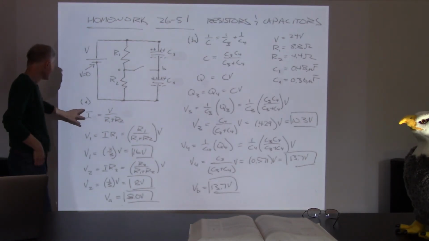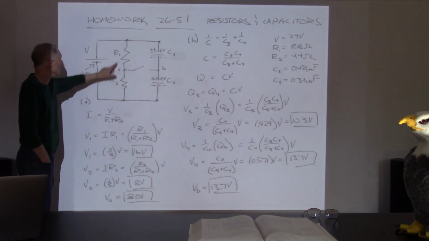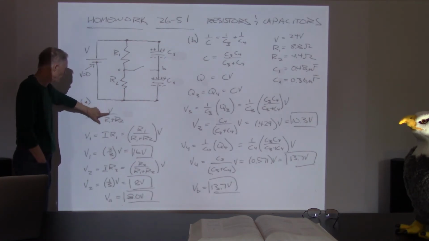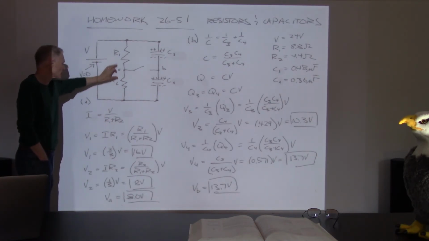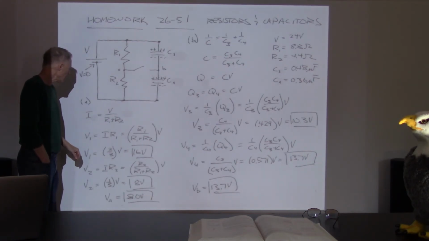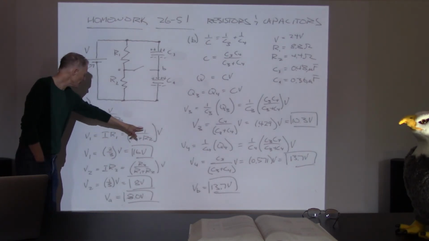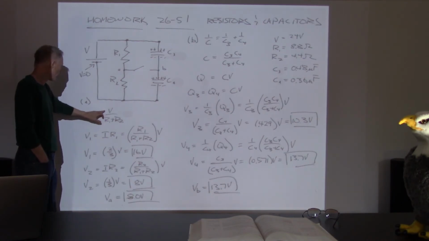So I looked at the current. I said the current going through the resistors depends on the voltage divided by the total resistance. These resistors are in series, and so I calculated it this way. So here is what the current would be equal to.